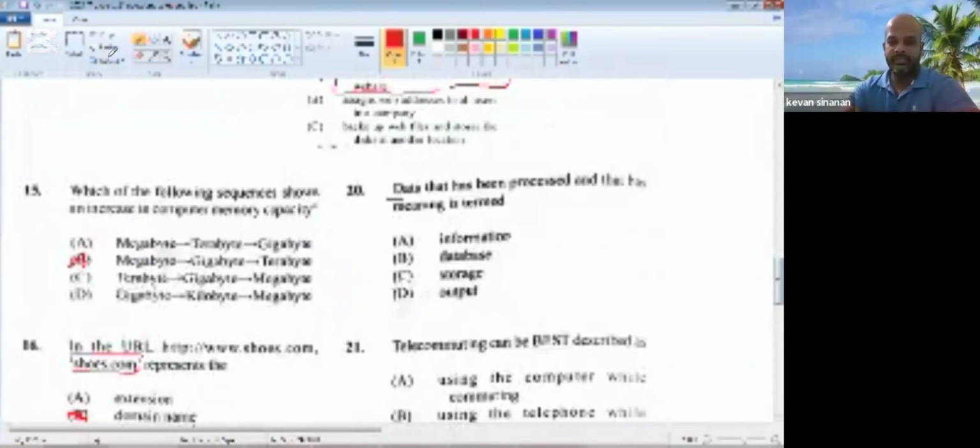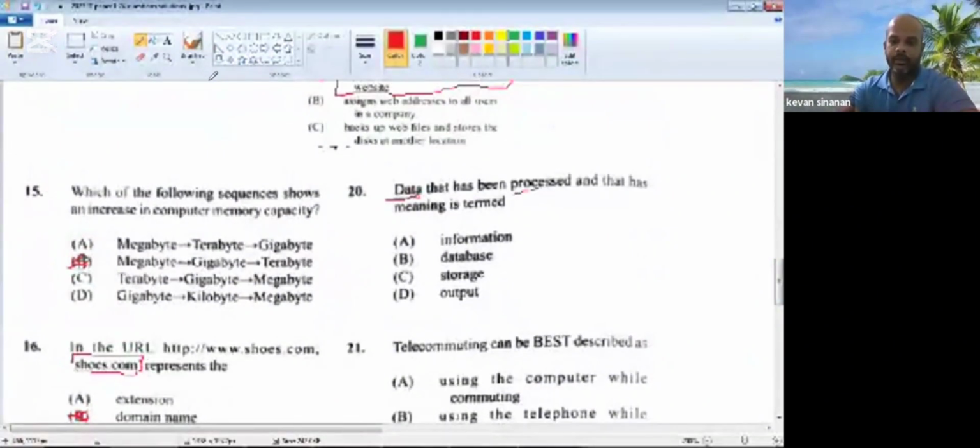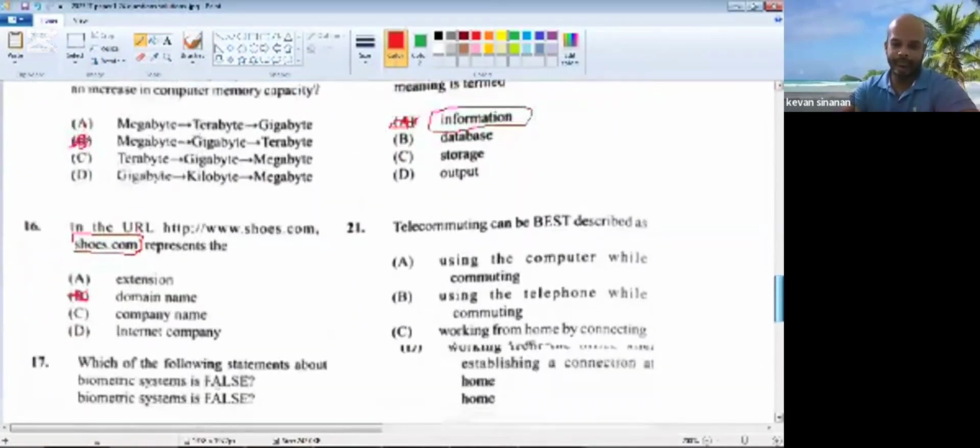So data is just numbers on a screen. But when we try to make sense of it or process it, it now becomes information. So data that is processed and that has meaning is information. Data that is stored is storage, and data that is displayed on a screen is output.